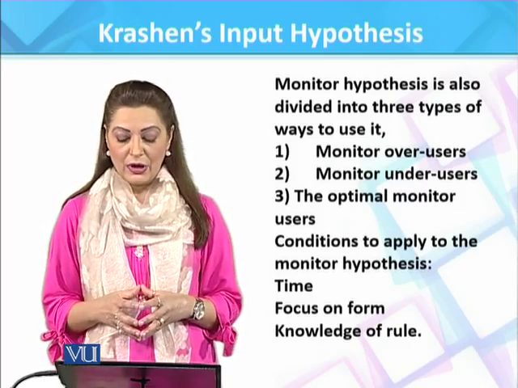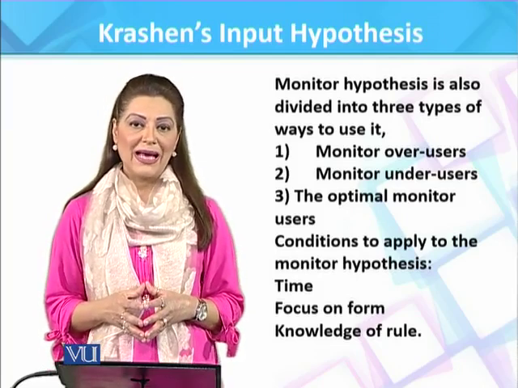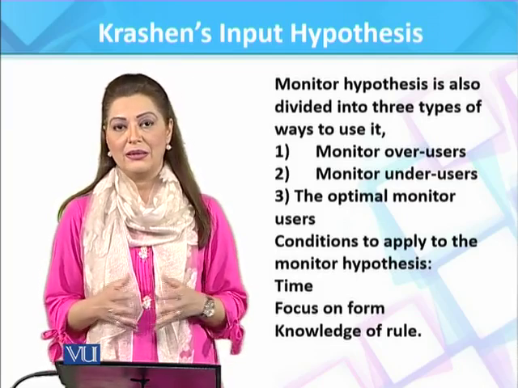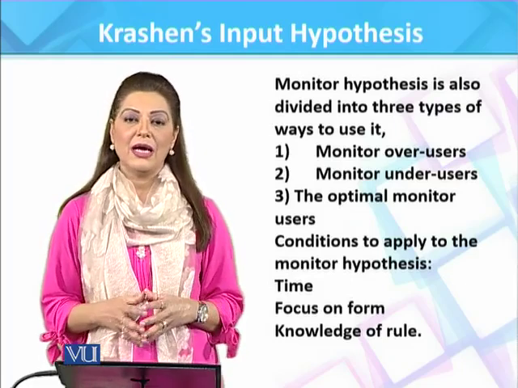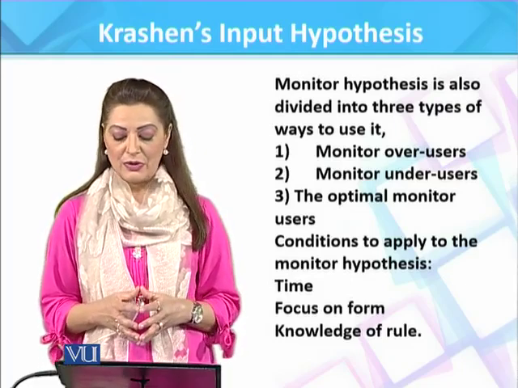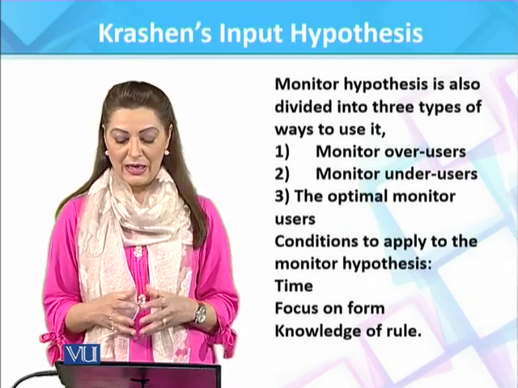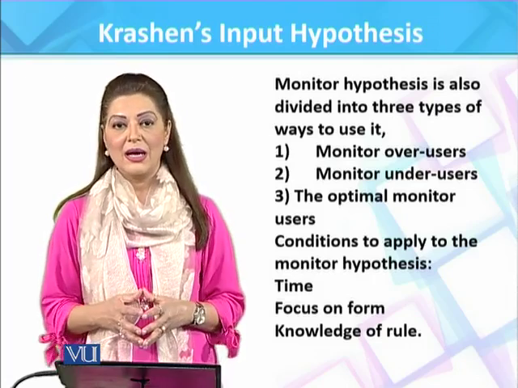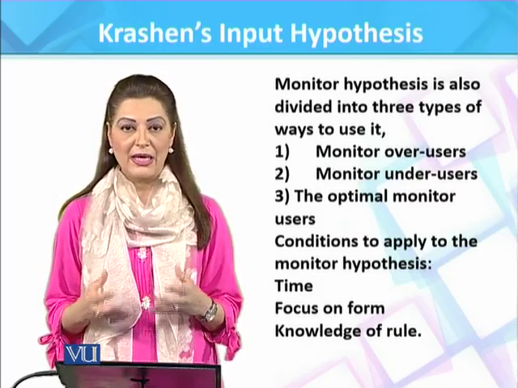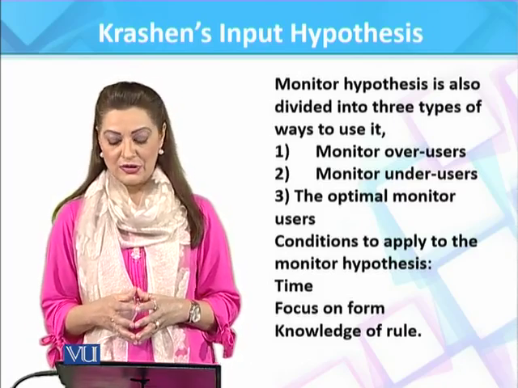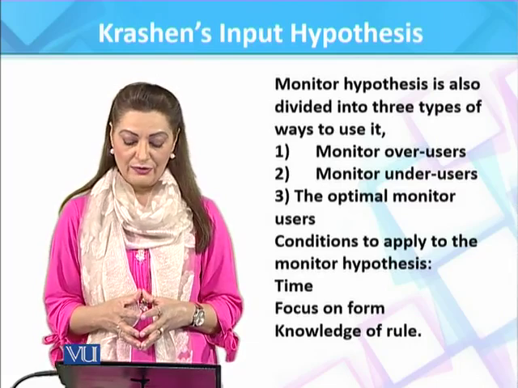Underusers are learners who do not do self-correction, who are not even aware of the errors they make while producing utterances. They rely primarily on the previously acquired system. So this is what we mean by monitor underusers. The optimal monitor users are learners who use the monitor effectively. They take time to think and then come up with their expressions and utterances, and they are aware of the usage of the correct forms of the target language.